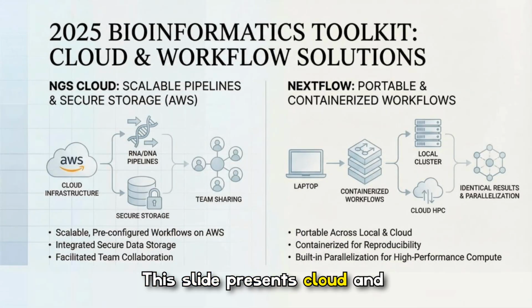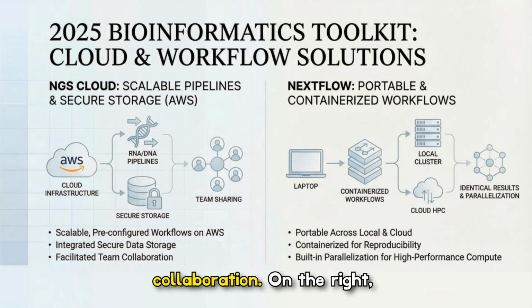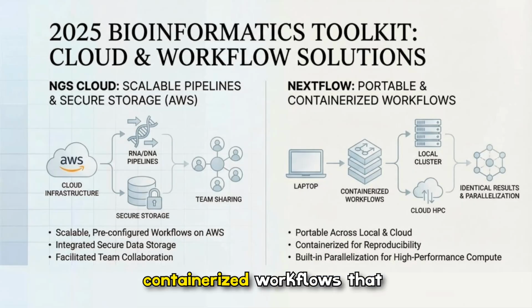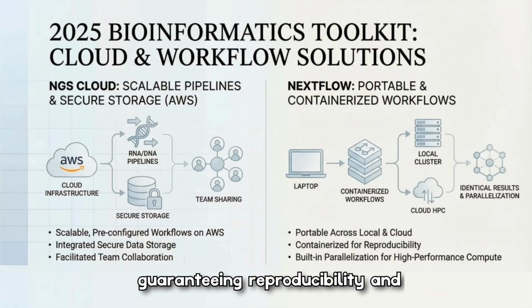This slide presents cloud and workflow solutions that scale genomics pipelines. On the left, an AWS-based NGS cloud provides pre-configured, secure pipelines and shared storage that facilitate team collaboration. On the right, Nextflow enables portable, containerized workflows that run locally or on HPC and cloud, guaranteeing reproducibility and built-in parallelization, so identical results can be reproduced across environments.